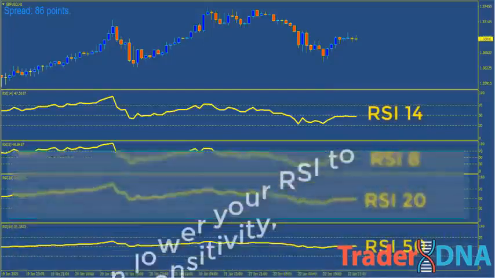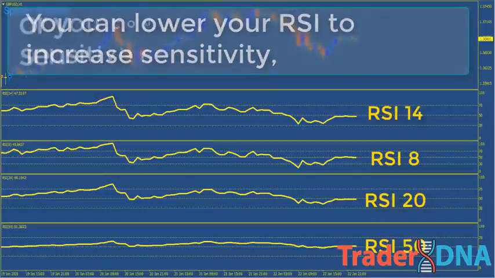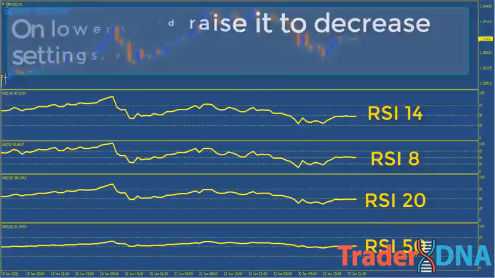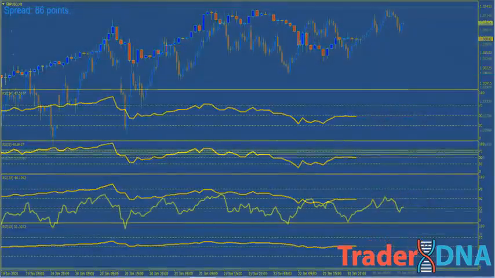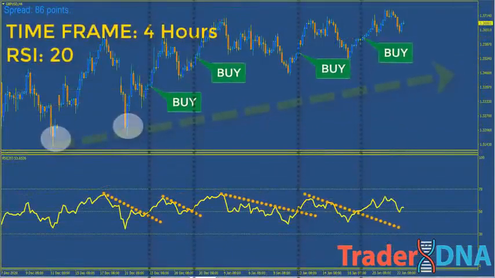Depending on your trading style, you can lower your RSI to increase sensitivity, or you could raise it to decrease sensitivity. Keep in mind that on lower timeframes, with lower RSI settings, you will get a lot of false signals because the indicator will have increased sensitivity. So, maybe it's better to increase the value of the RSI if you want to backtest this technique on smaller timeframes. If you want a smoother analysis with less noise, go on higher timeframes.